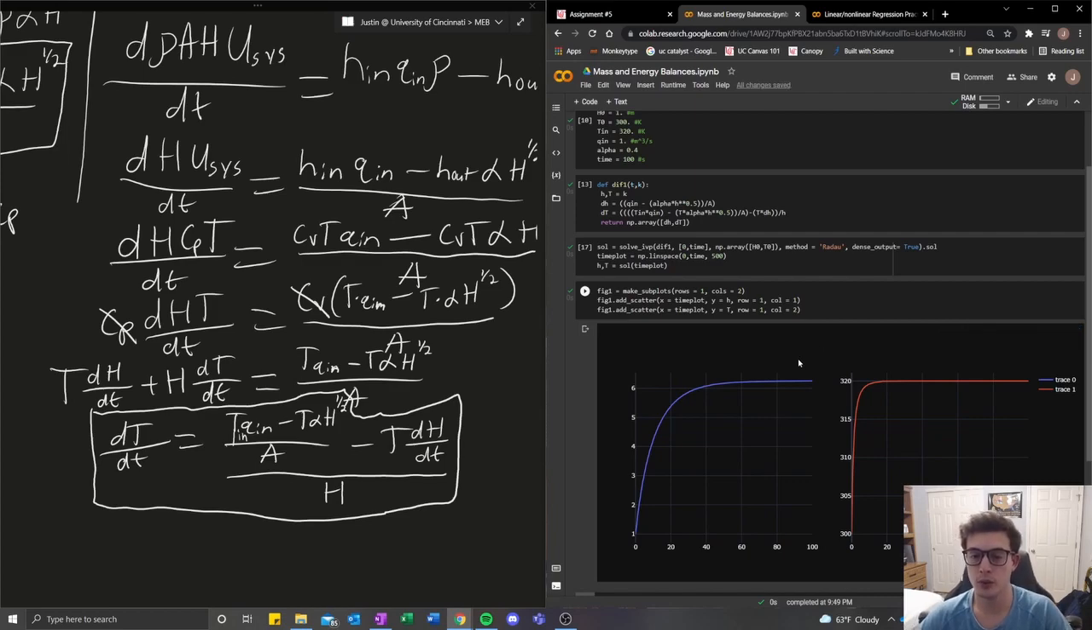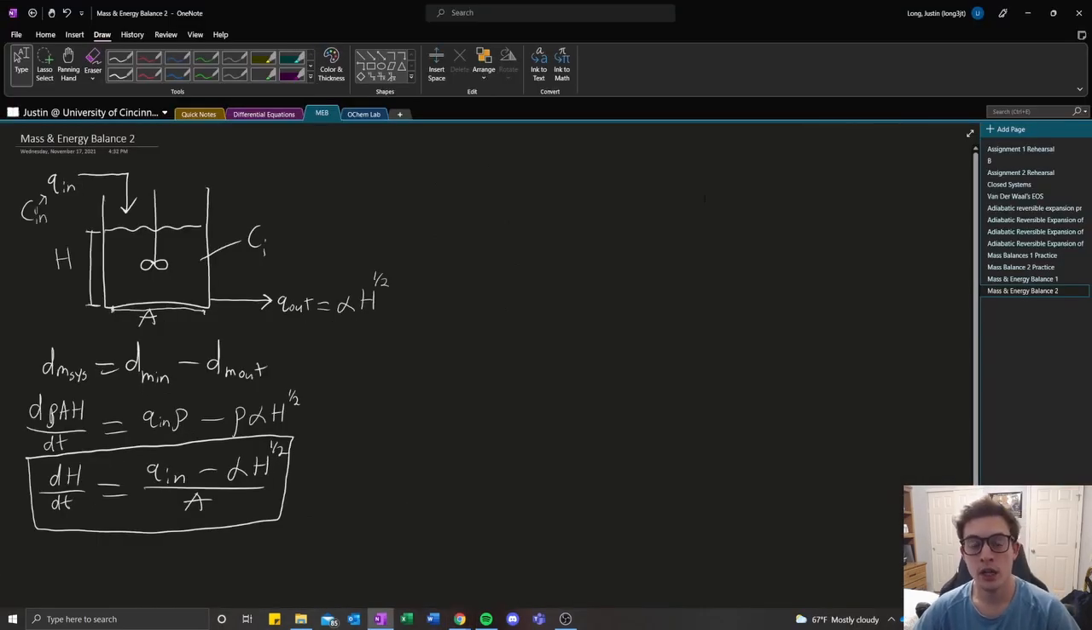Alright, so now I'm going to go back to the notebook, and we are going to derive a similar situation, but instead of a temperature going in and the temperature changing, we're going to analyze what would happen if the concentration were to be changing inside of the tank. Alright, so here we have our second situation. You can see it's very similar to our first situation, but instead of a temperature changing with time, we want to know about how the concentration changes with time, and then also still how the height changes with time.